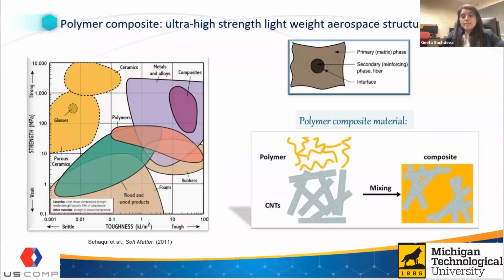In the figure on the left-hand side, Shihaki et al. have demonstrated that composite materials have higher strength than other existing materials used in structural applications. However, metals have similar strength, but they lag behind because of their higher weight.